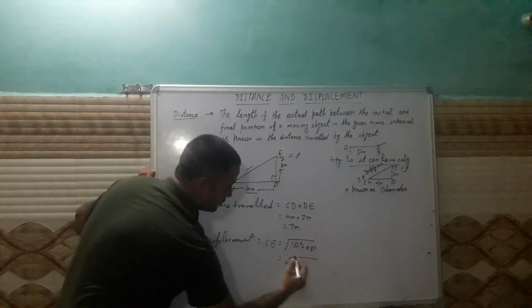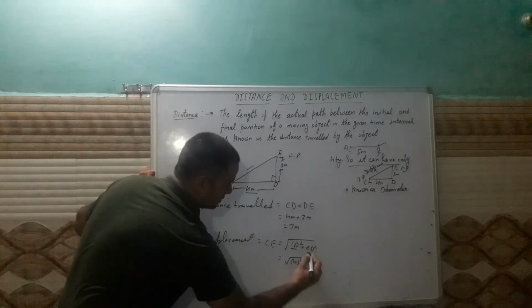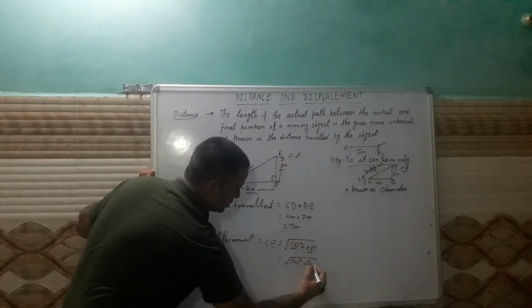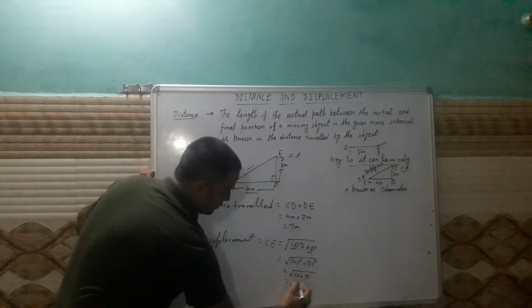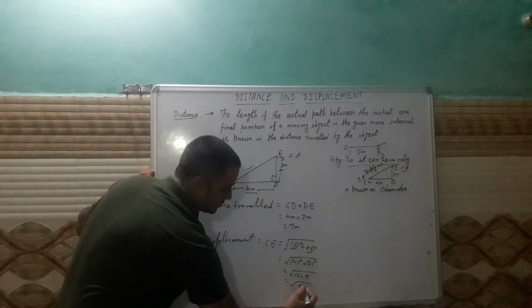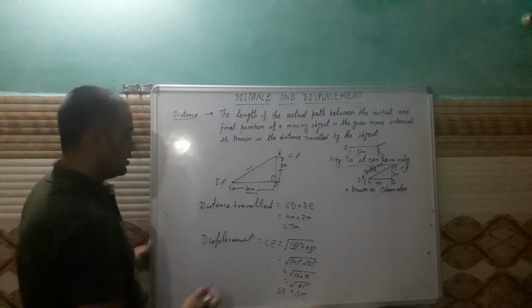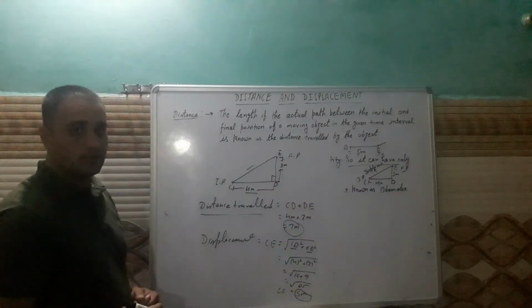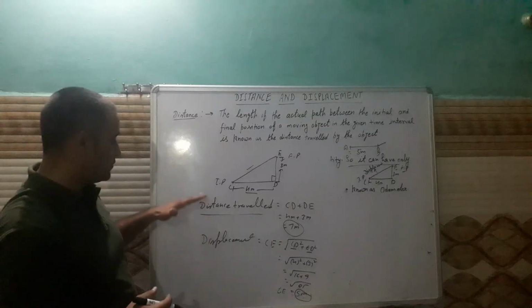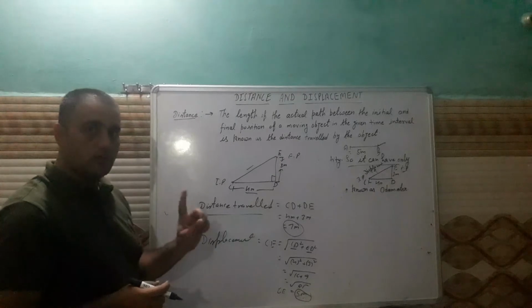So what will be the value? CD is 4 meter, so we take the square of 4, and ED is 3 meter, the square of 3. That is 16 plus 9, which is 25, and the square root is 5. The value of EC will be 5 meter. Now you can clearly see that the distance travelled is 7 meter and the displacement is 5 meter. This is the case showing that the distance travelled is greater than the displacement.